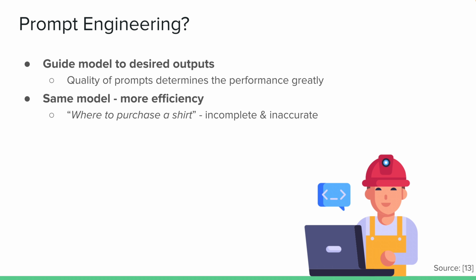For example, a simple input like "where to buy a t-shirt" is incomplete and could lead to inaccurate results. By refining the prompt, like providing context such as location or intent, we can get much more precise answers.